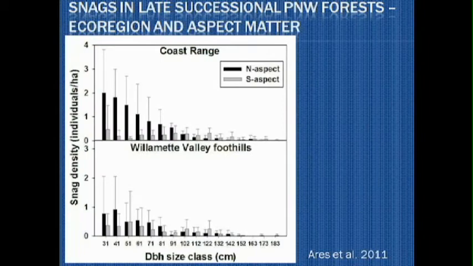Of course, there may be other effects, such as ecoregion or slope or aspect, that are important for determining snags. This is some recent work by Adrian Aries. What he found was that, in general, the Coast Range had more snags than the Willamette Valley foothills, and that north aspects had more snags than south aspects. You can see, in this case, the diameter size classes are again on the x-axis, and it starts with some larger snags than what we have on the DMS sites at this point.